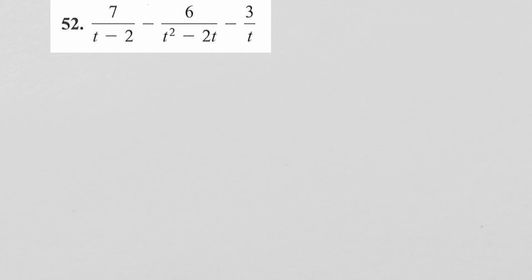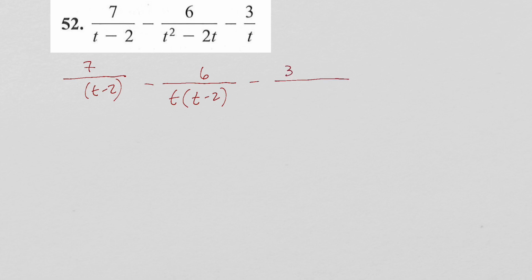Okay, before deciding on the LCD on this, we need to factor. This is factored, but we need to factor this. And this is going to be t times t minus 2. Okay, now we have a 7 over t minus 2, and we have a minus 3 over t. So hopefully you can see that the LCD is t times t minus 2.